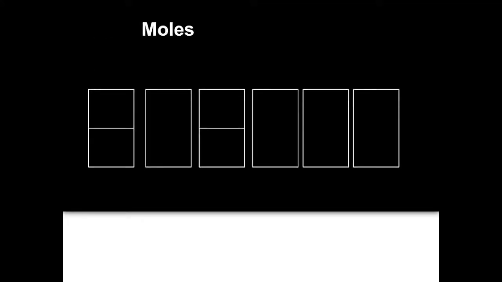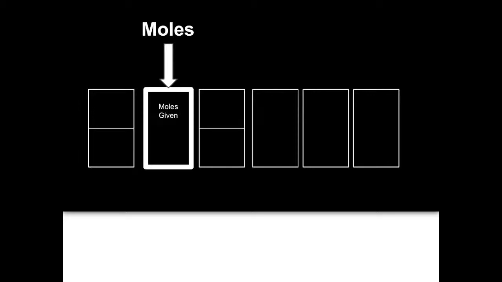So if you're starting with moles, and you're looking at the boxes here that are on the stoichiometry map, when you're given moles, you can start in the second box because that's where the moles go. You don't need to do the first box because you've already got that step done when you're given moles. So you just put the moles given in that box.